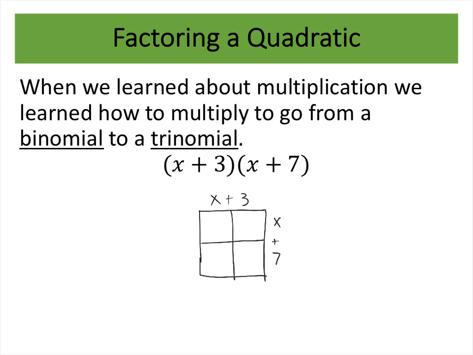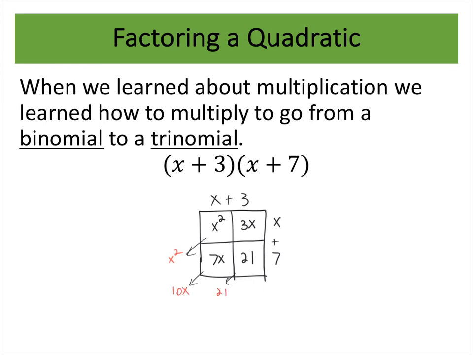Using multiplication, x times x is x squared. 3 times x is 3x. x times 7 is 7x. And 3 times 7 is 21. Now, if you remember with multiplication, we needed to combine the like terms, and those happened on the diagonals. The like terms did happen on the diagonal. So x squared, there's only one on the diagonal, so it's going to be x squared. 3x plus 7x is 10x. And 21 is just 21.